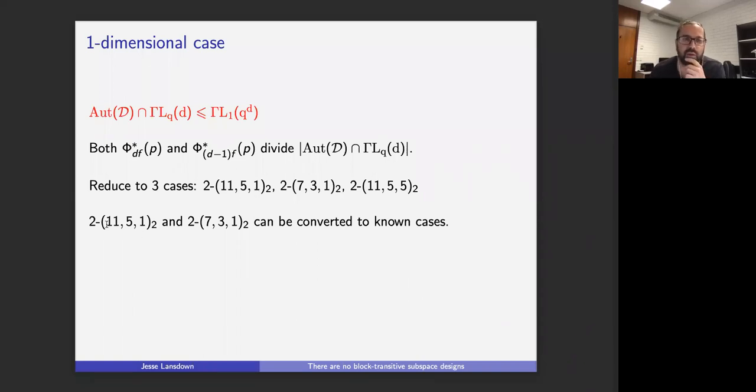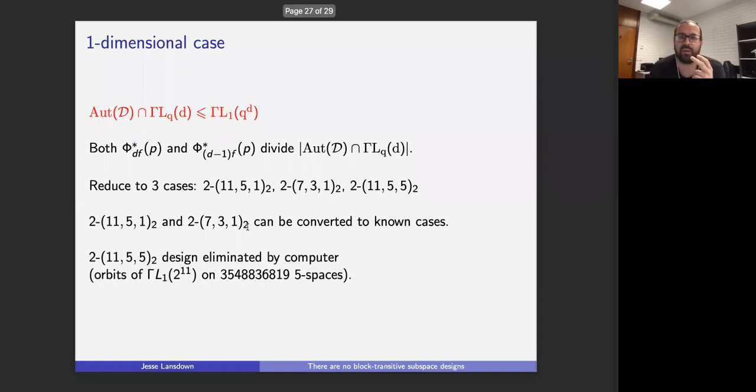So for example, this one here produces a K cover or a K spread, I can't remember which. Or rather implies the existence of one, but it has parameters which are non-feasible. So we can eliminate that. And then this one here we can find in the literature and see that it can't have a transitive automorphism group, block-transitive automorphism group. And then the final case we had to eliminate by computer.